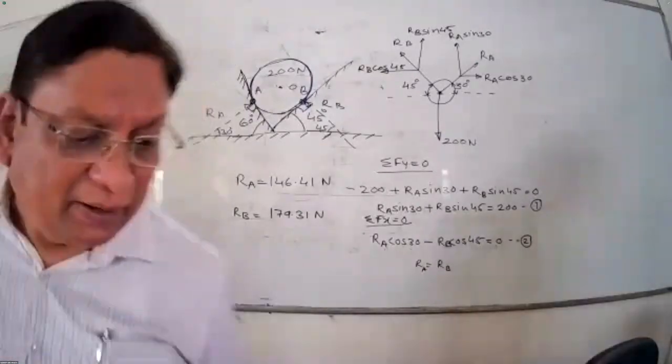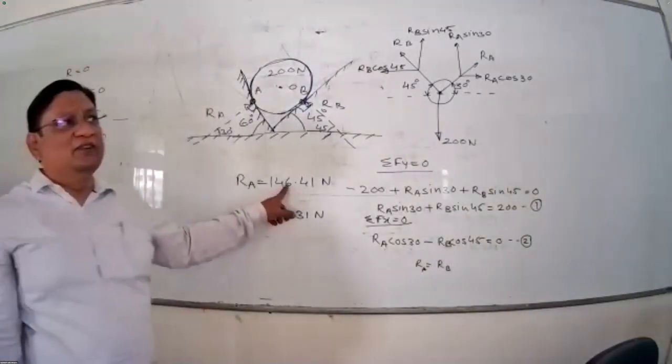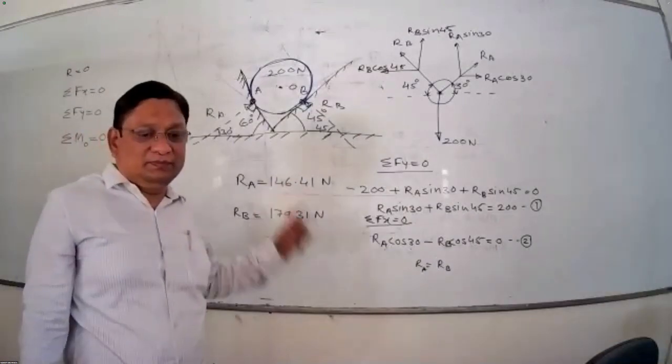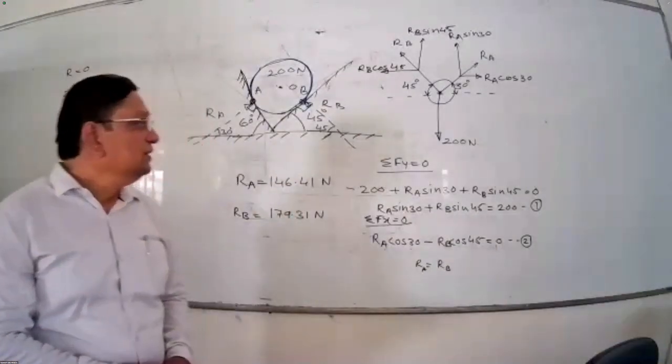There will not be such a major difference in this. Hardly a difference of one. Okay? So these are the values of RA and RB.